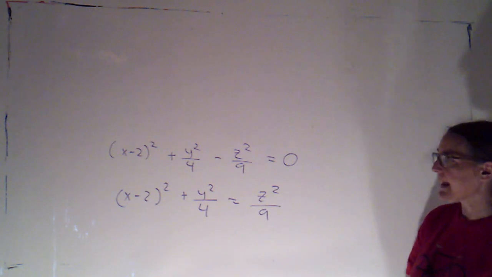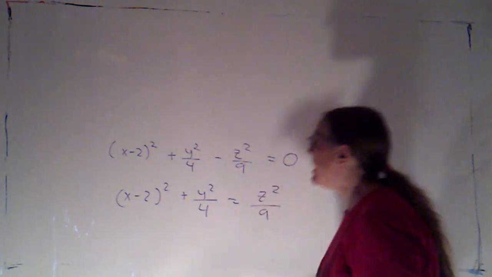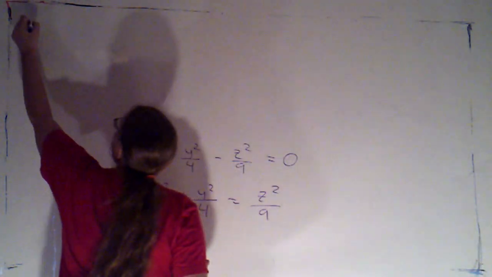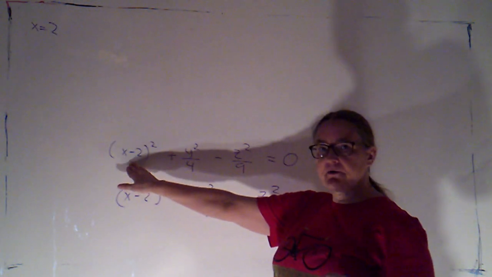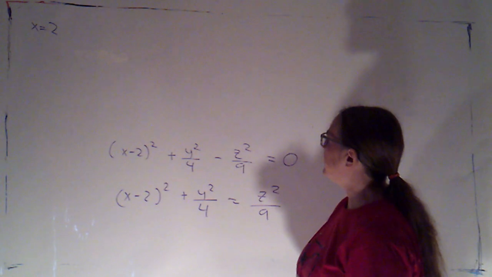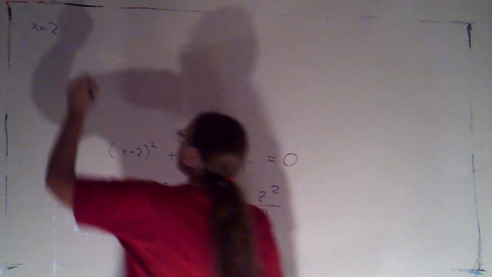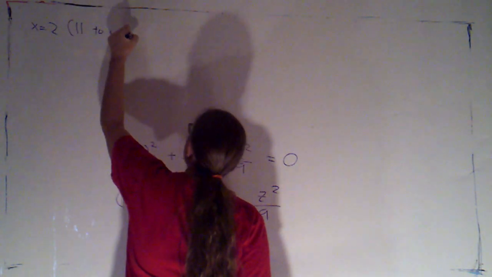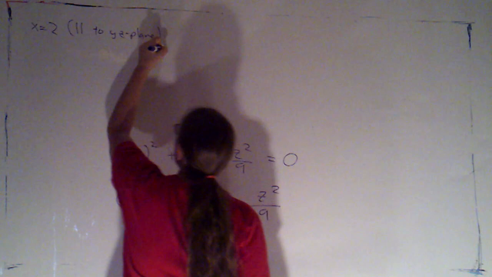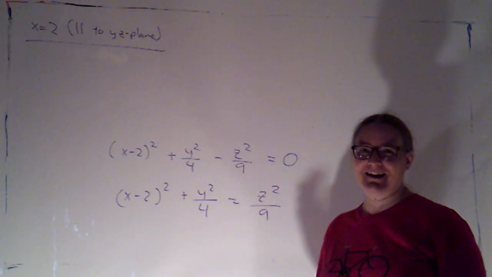So let's go ahead and take a look and see what we get. I'm going to start with the plane x equals 2. That's passing through the center, and that's going to be parallel to the yz plane. I want to make sure that I label this as parallel to the yz plane. I don't want to tell a lie and say that that is the yz plane.